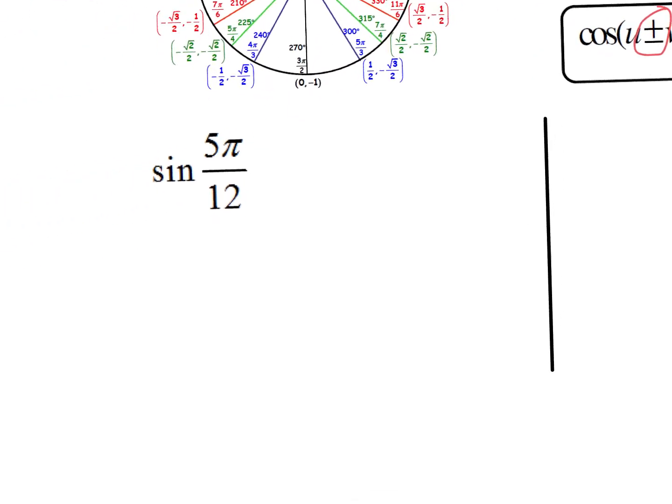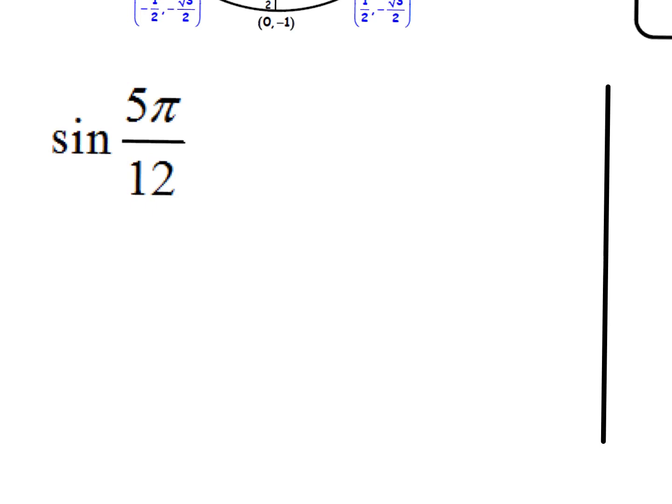For now, let's take a look at a practice problem. We're looking for the sine of 5 pi over 12, and 5 pi over 12 doesn't exist on our unit circle. So we're going to use our sum or difference formula using the sine setup to solve for our sine of 5 pi over 12. Now the first thing we're going to do, because radians can be a little messy, we're actually going to convert our 5 pi over 12 into degrees.